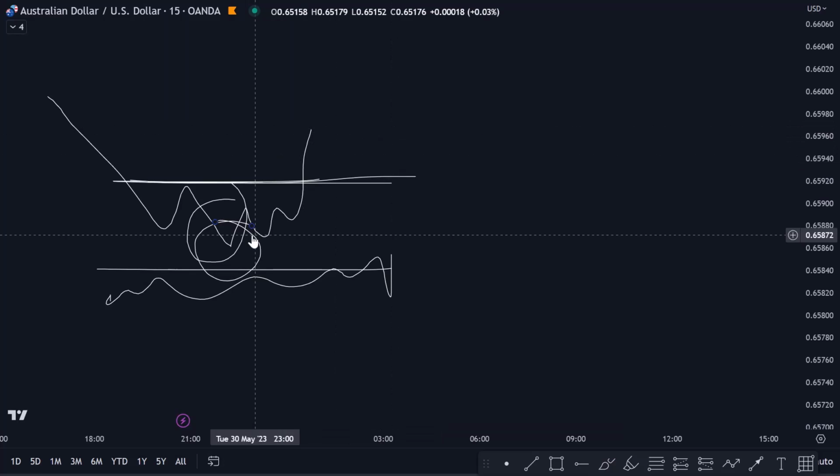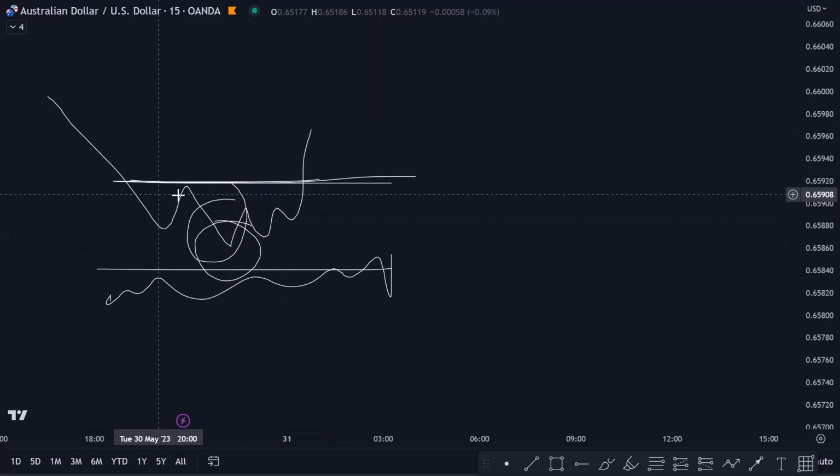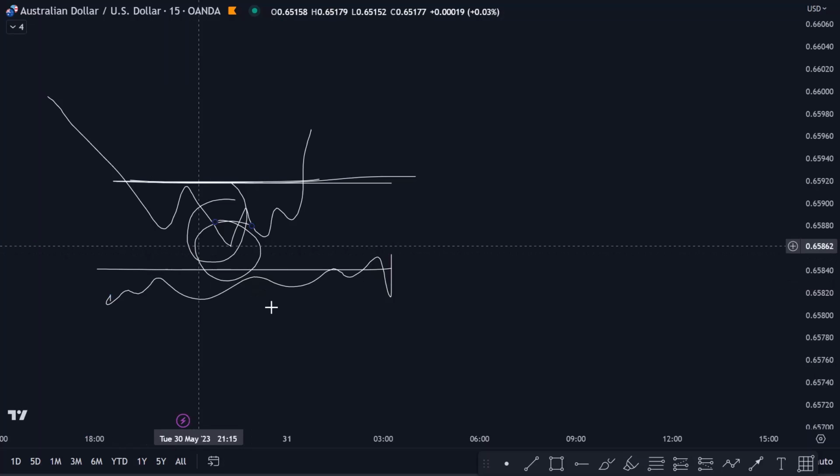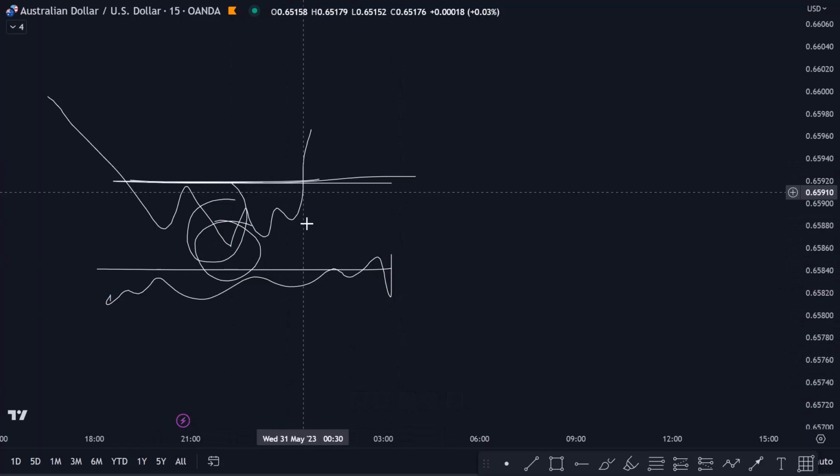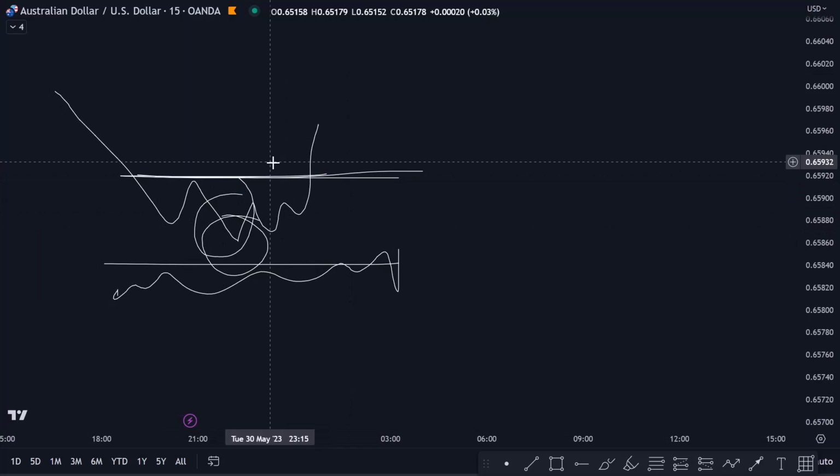You do this. Make sure you wait until the kill zone starts, because a lot of times there are some fake outs and fake changes of character before the kill zone starts. You really want to avoid that. So wait until the kill zone starts. Make sure you're in the right direction. Take a look at the overall order flow, and then take a trade in that direction. That's it for today's video.